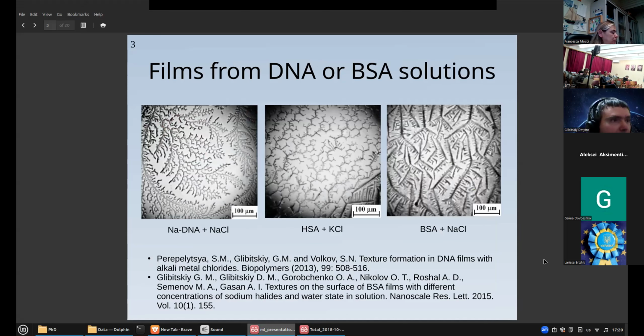In our experiments, we were using model systems like saline solutions of DNA or BSA dried under specific conditions. And we were studying how the resulting textures change when the solution is subjected to a physical factor or when a biological active substance is added to the solution.